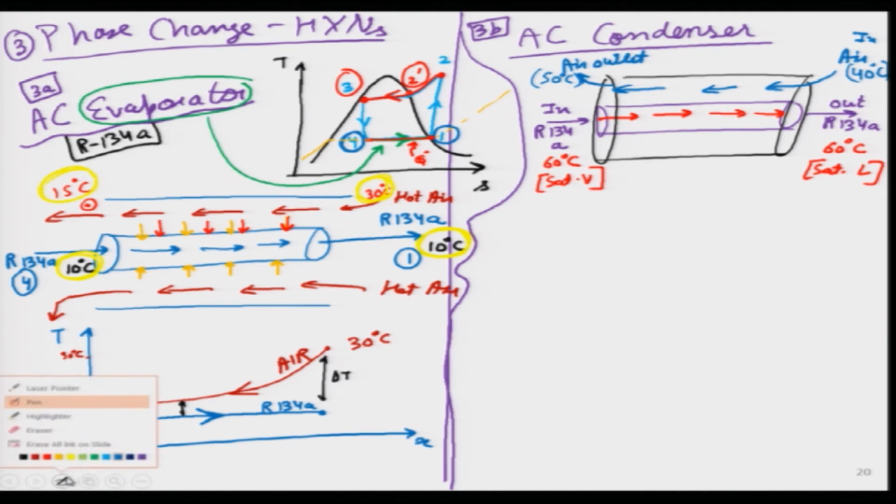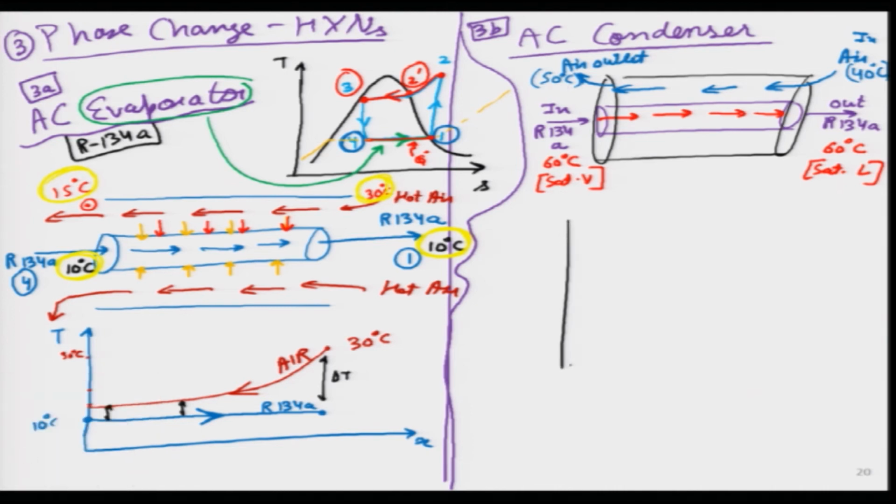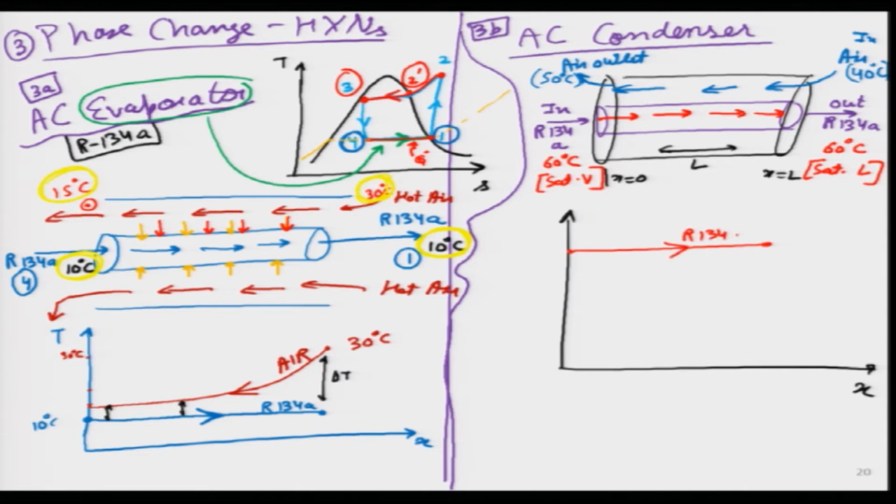So, if I want to draw the temperature profile for this case over here again, this is my x axis, this is x equals 0, this is x equals L, because that is the length of the heat exchanger. So, let us draw with red ink first, R134A. So, here it is 60 degrees at this point, 60 degrees to this point. So, this is R134A, throughout the temperature is 60 degrees, right. And this point is x equals L, this is x equals 0.